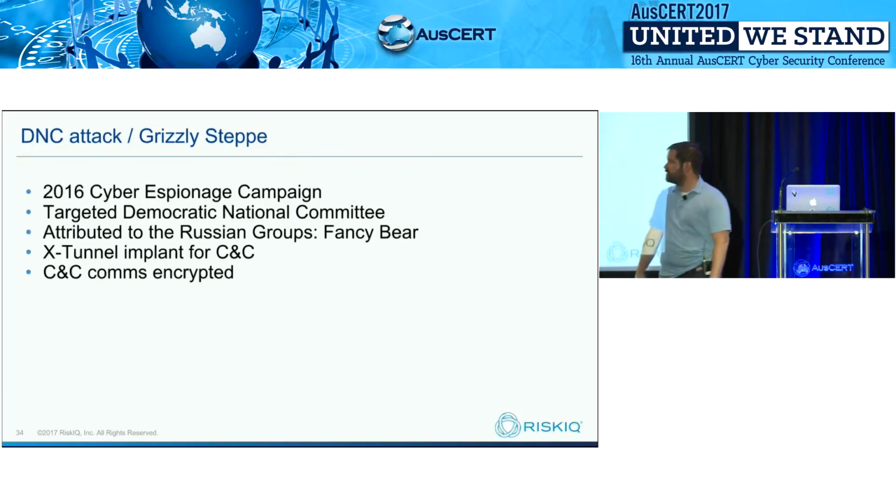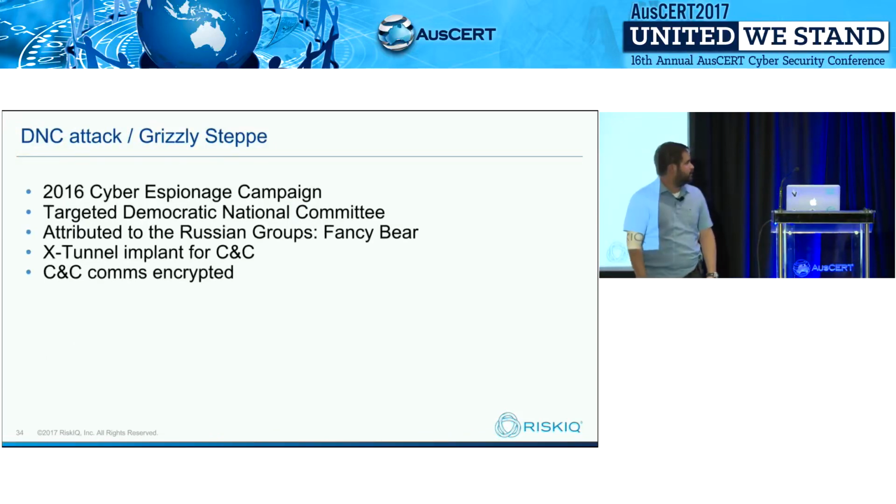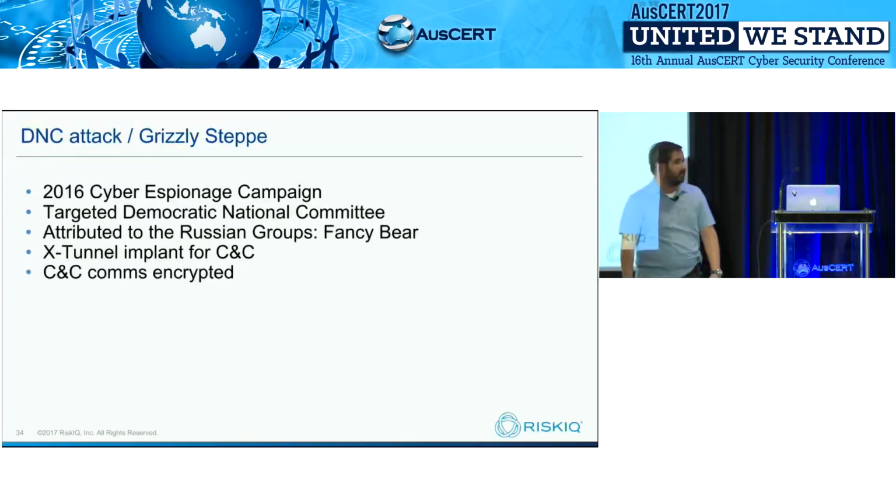We're going to use a different data set this time and a different attack. We're going to use the DNC. It didn't get a lot of press. A 2016 cyber espionage campaign targeted the U.S. Democratic National Committee. It was attributed to a Russian group. We'll use CrowdStrike's Fancy Bear as the name.